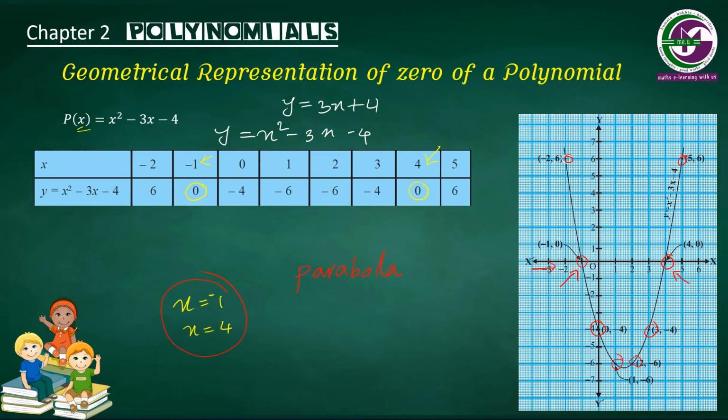When the graph cuts the x-axis, that point, the value of x, is called the 0 of the polynomial. So here, how many zeros are there? There are 2 zeros. So it cuts the x-axis 2 times. So there are 2 zeros for this polynomial, and the value of x where it cuts the x-axis is called the 0 of the polynomial.